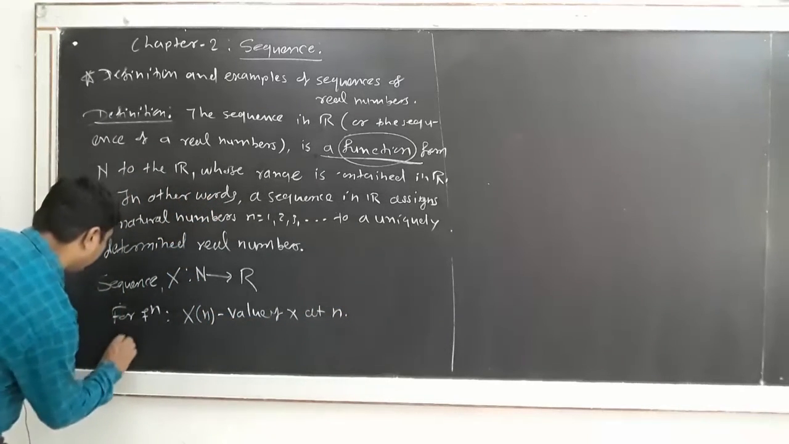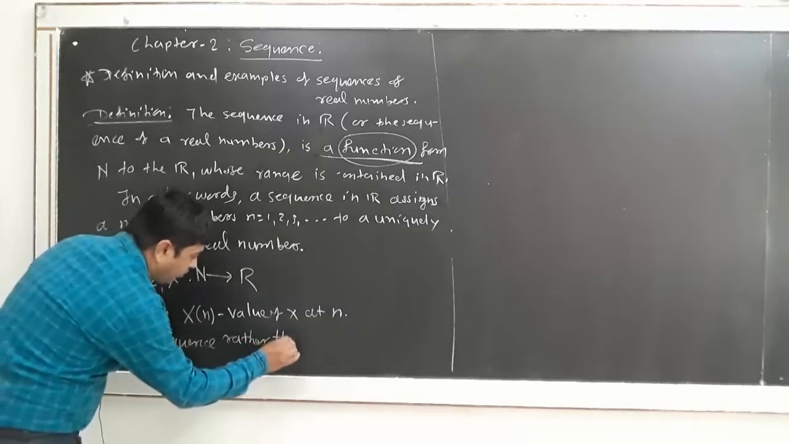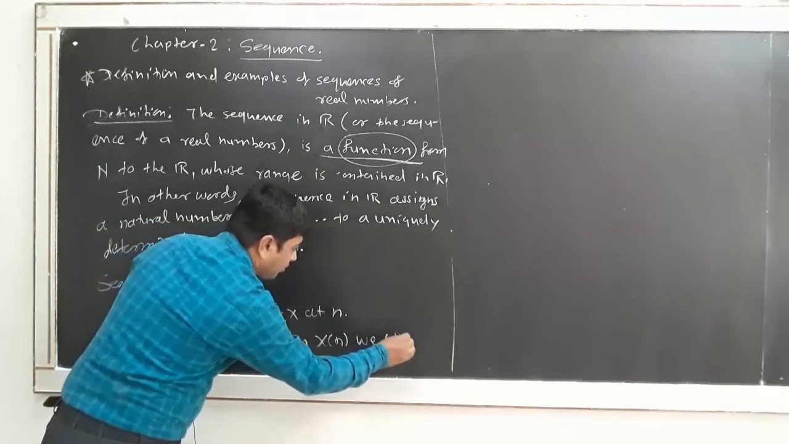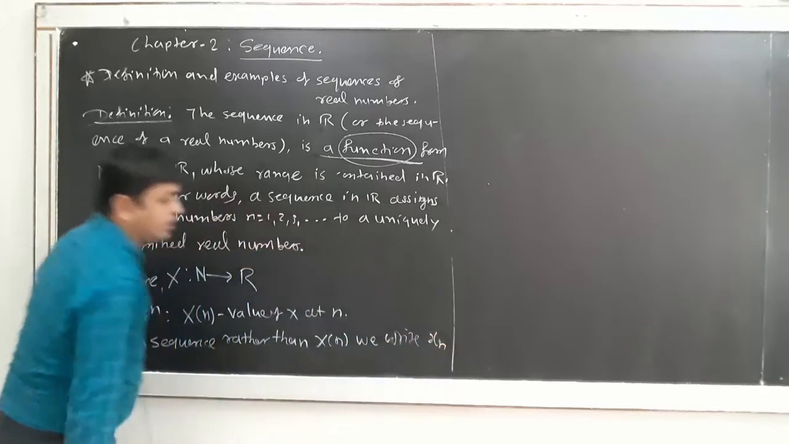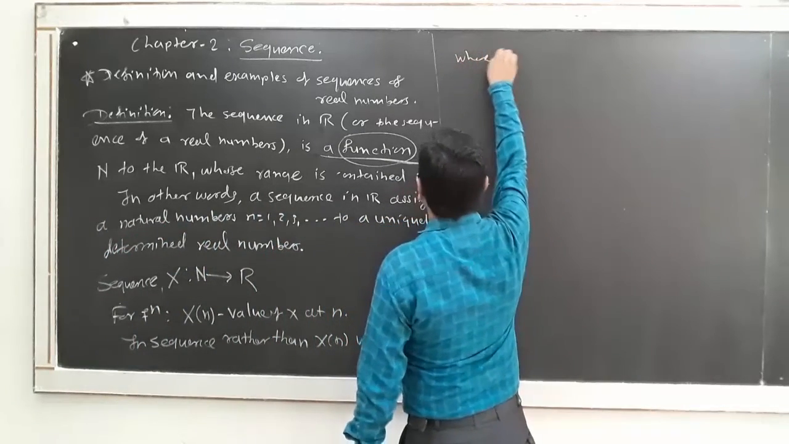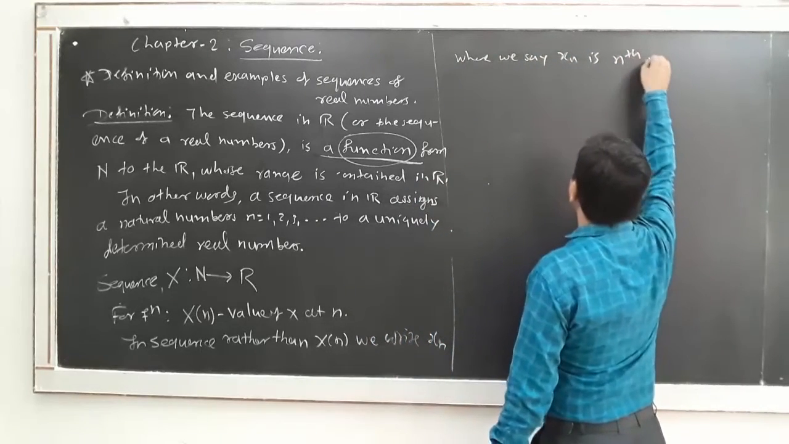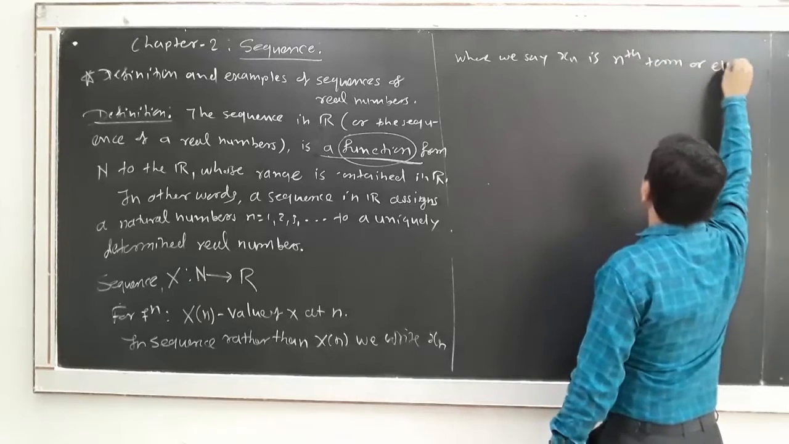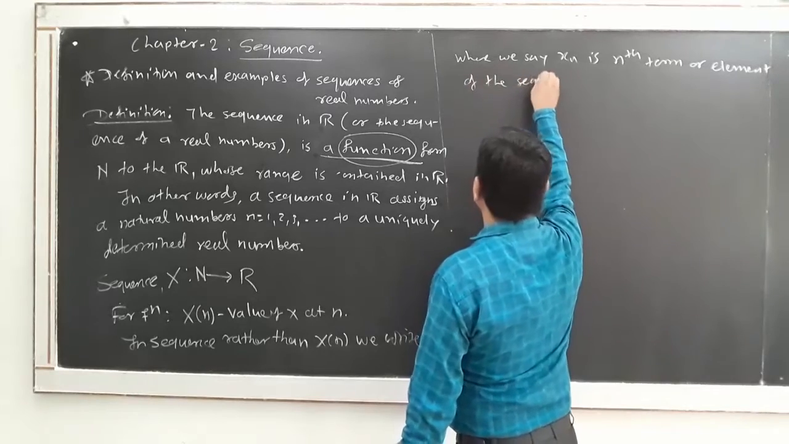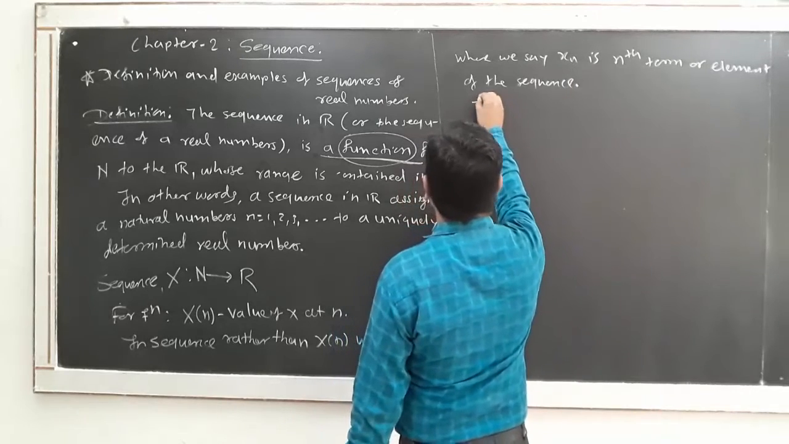But in a sequence, rather than x of n, we write x_n. And what is x_n? x_n is the nth term. So here we say x_n is the nth term or element of the sequence. So what is the notation, or how do we denote the sequence?